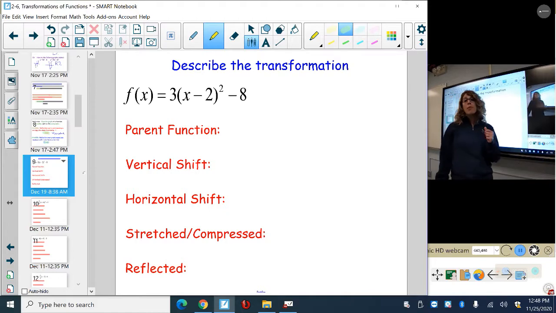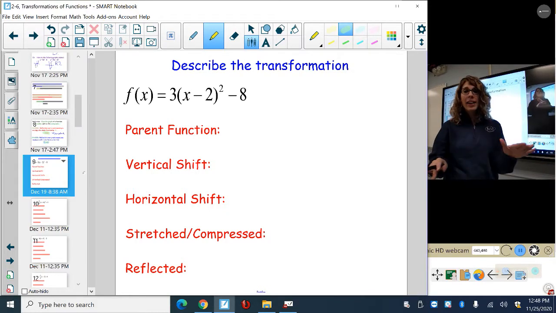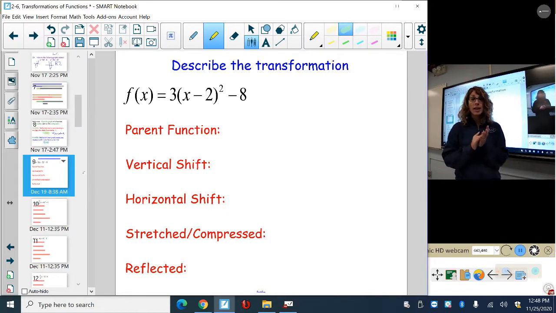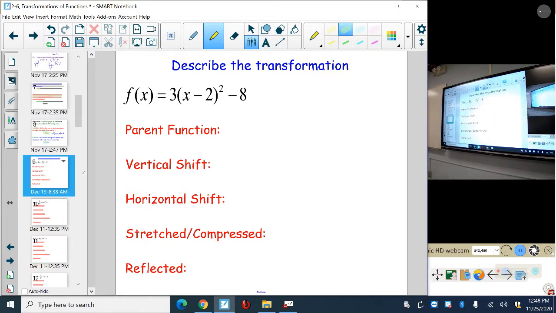So, this is an example of how I want you to do tonight's homework. It is exactly the way I want you to do tonight's homework. So, you're going to take it step by step, and you're going to use the same letters that I'm using. U is up, D is down, R is right, L is left, S is stretch, C is compress. Those are the letters I want you to use. Now, tonight's homework is going to be very similar to this. I'm going to ask for the parent function.